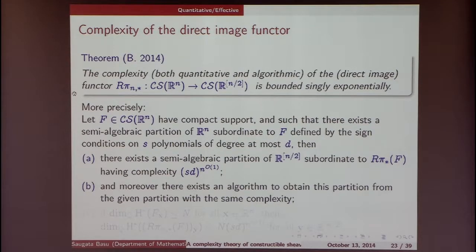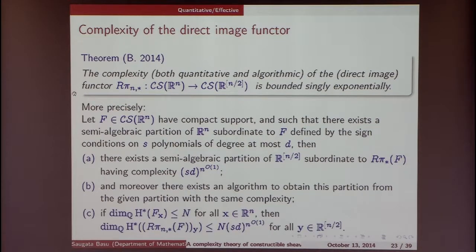Moreover, there exists an algorithm to obtain this partition from the given partition with the same complexity. So we are going from partitions subordinate to F to partitions subordinate to the direct image. And moreover, you can say something about the stalks: if you knew something about the homology of the stalks upstairs, then the homology of the stalks in the direct image again grows at most singly exponentially.